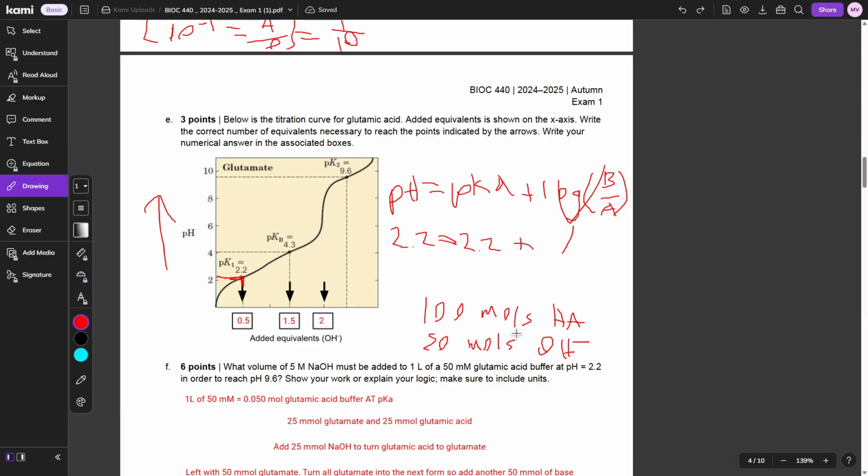Okay, but does that make sense? HA is left, and 50 A minuses, right? So what's the conjugate base of HA? It's A minus, right? That's exactly what you want.